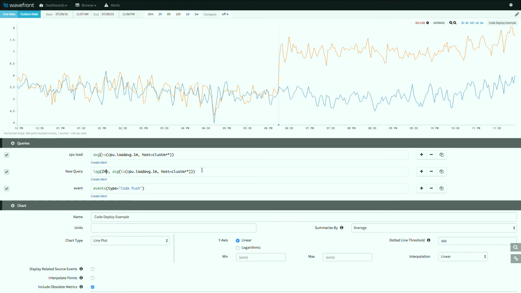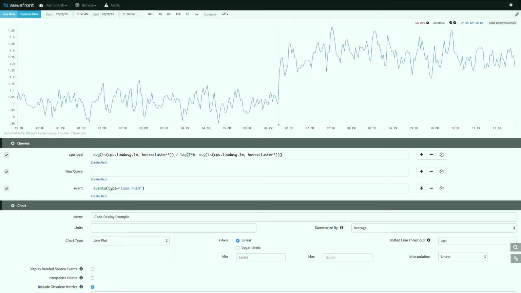In fact, I can go further and divide the first line by the second line to see what the ratio is day over day. So you can see basically minute to minute, day over day, the ratio is around 1 for today's CPU load against yesterday's CPU load. And then after our event, it jumps up to about 35% higher. That's a single number I can pull out of that entire jumble of noise.